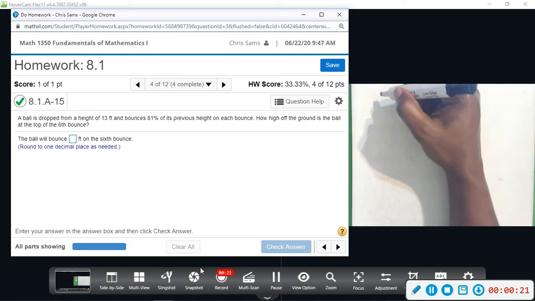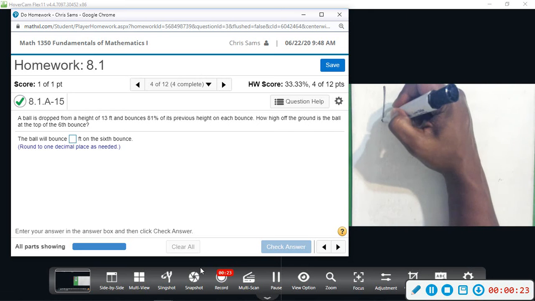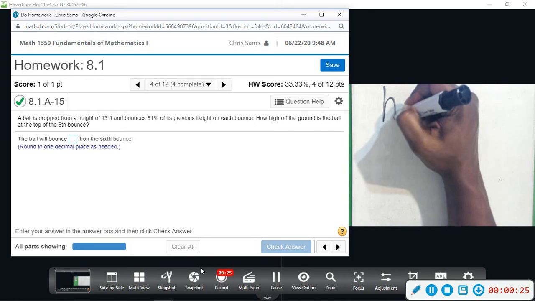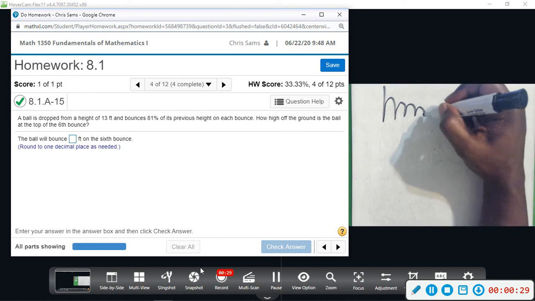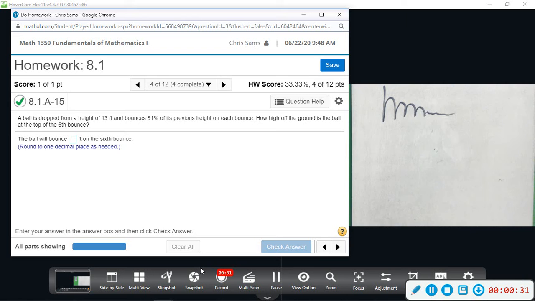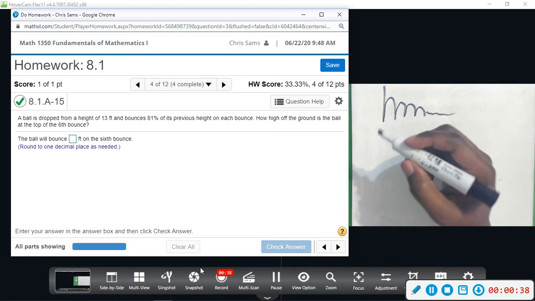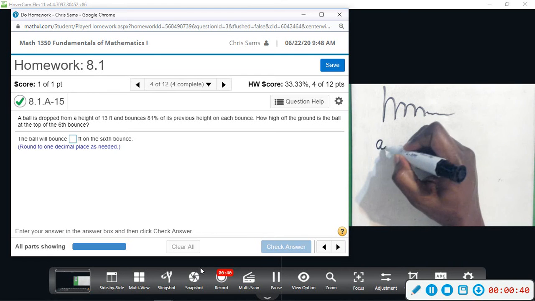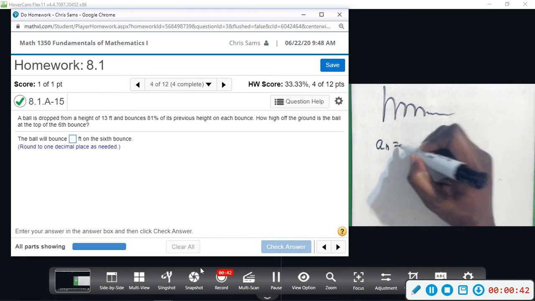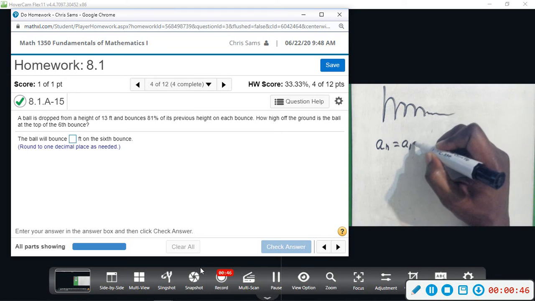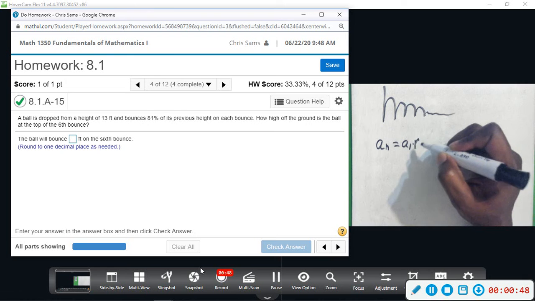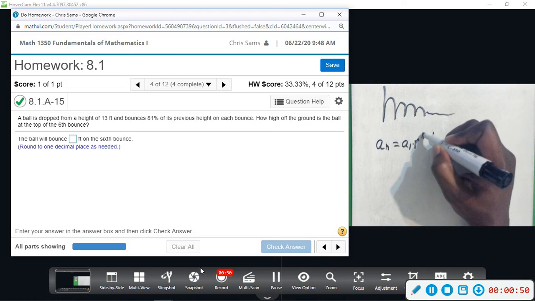All right, so here's the scenario. We're dropping a ball, and then it starts bouncing, and it's not getting as high each time until it flattens out. And we want to go six bounces and want to know the height. So this is going to be modeled after the geometric. Geometric is a_n equals a_1, starting, times the rate to the n minus 1 power.